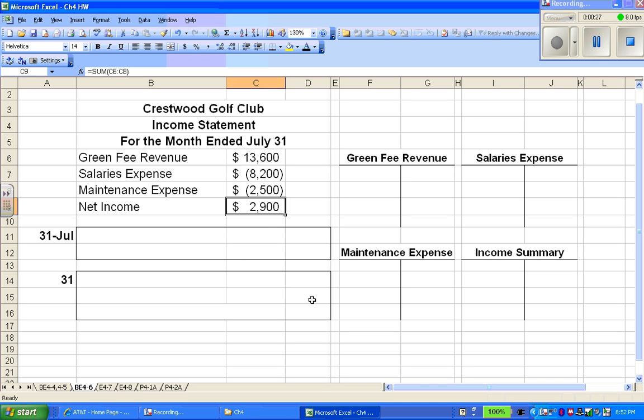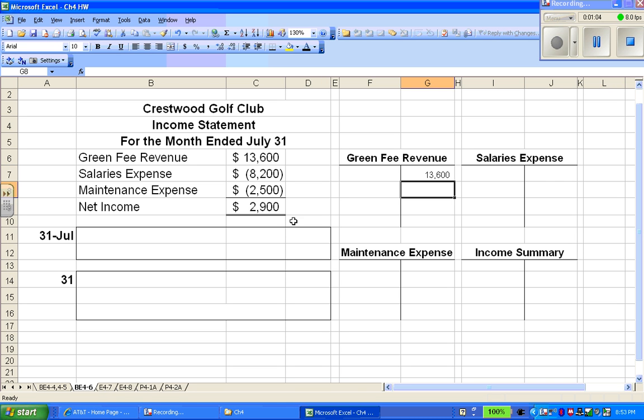They want us to journalize the closing entries and then just post them to the T accounts. All right, so let's see, step by step. We want to close out our revenue first. So revenue, let me put that into the T account. Revenue normally has a credit balance. So I'll put that amount in there.